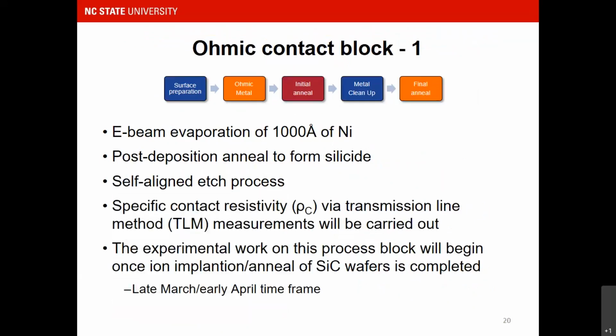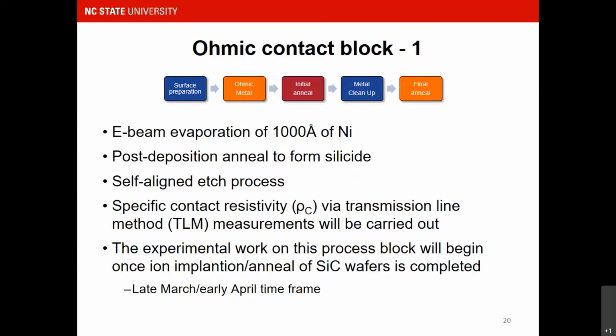The last process block we're working on is the ohmic contact block, and this is something we haven't done much on yet, since it's the last quarter of the year. It will involve the e-beam evaporation of 1,000 angstroms of nickel, and then you anneal afterwards to form a nickel silicide. It's nice because it's a self-aligned process. Where the nickel is actually touching the silicon carbide, it's going to form the silicide. Otherwise, it's not.